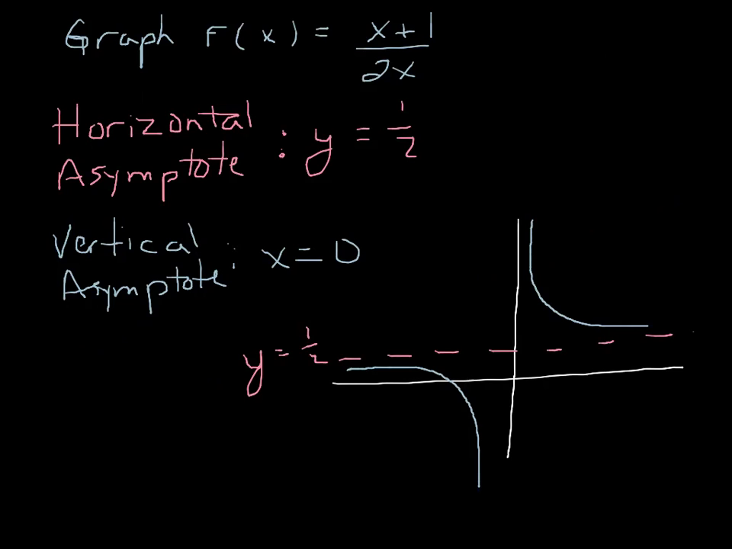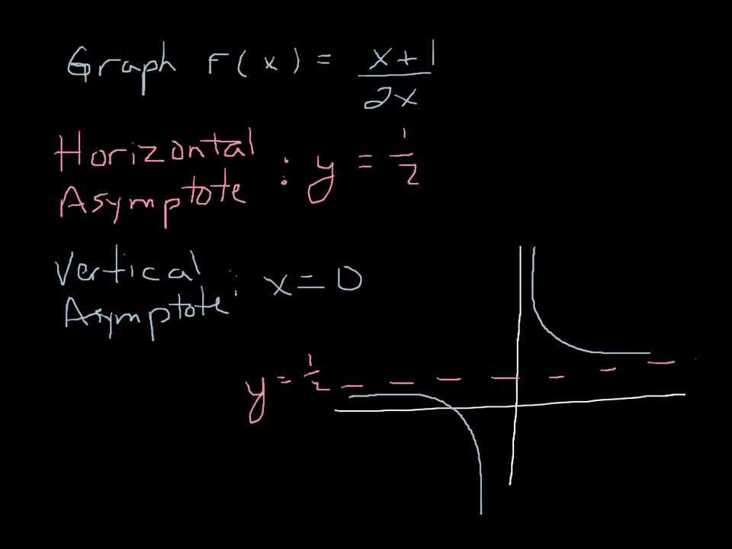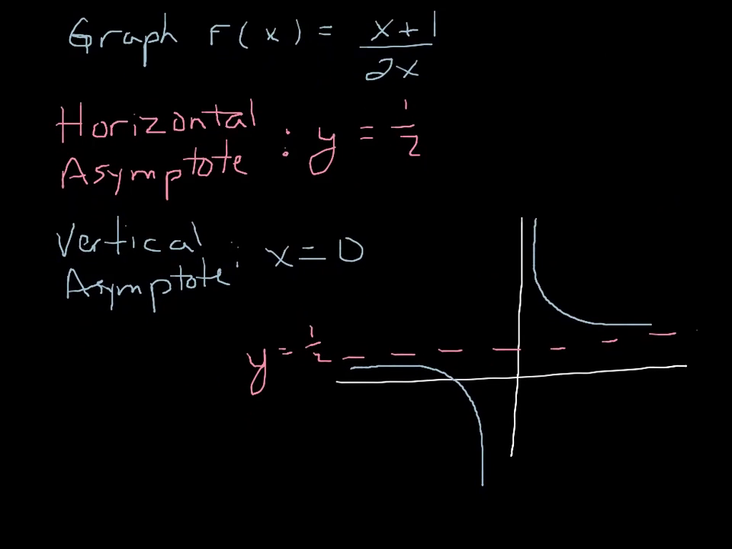Alright, so let's think about the function f of x equals (x plus 1) over 2x. Being a rational function, remember rational functions have these asymptotes, these kind of like boundary lines. And this function f would have a horizontal asymptote at y equals 1/2 and a vertical asymptote at x equals 0.